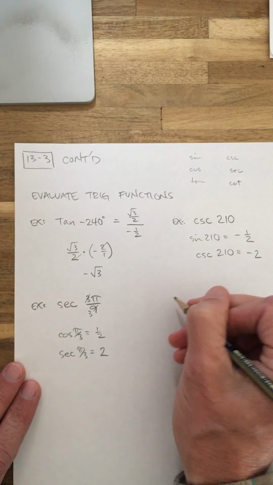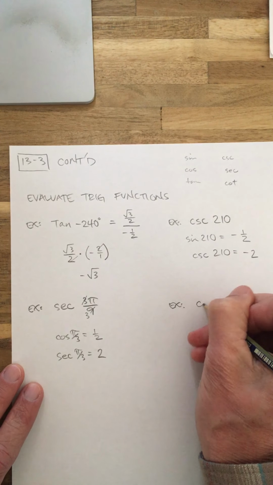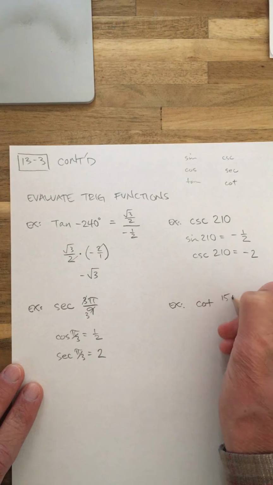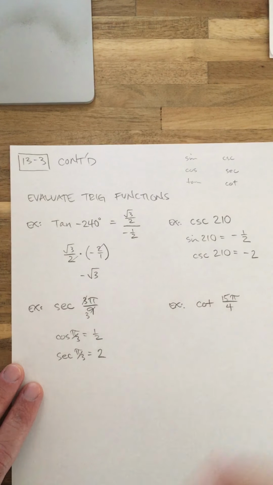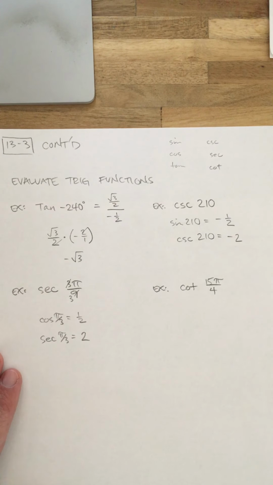All right, let's try 2 more. We have time, why not? Okay. Let's try the cotangent of 15 pi over 4. All right, here we go. Again, just pause it if you want to do this without me. All right, so cotangent of 15 pi over 4.